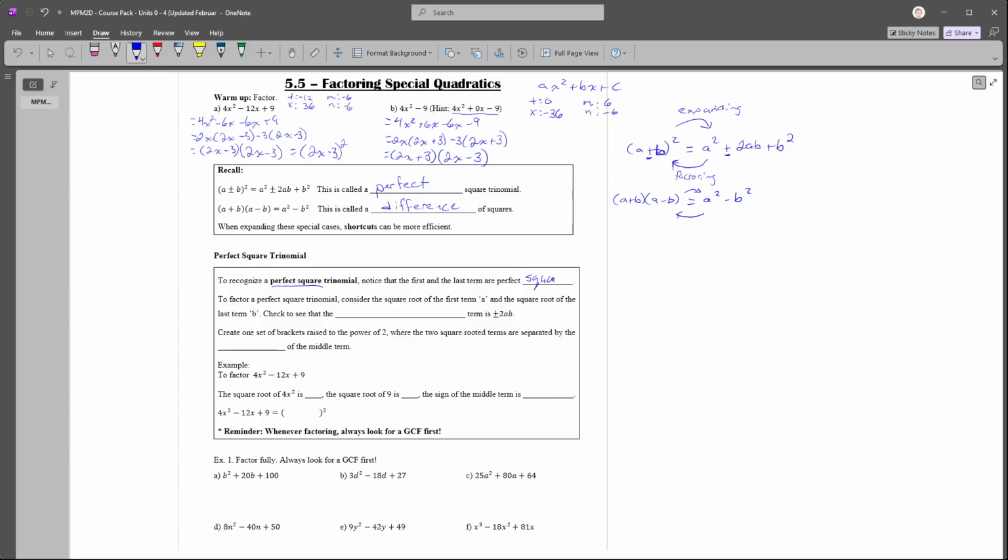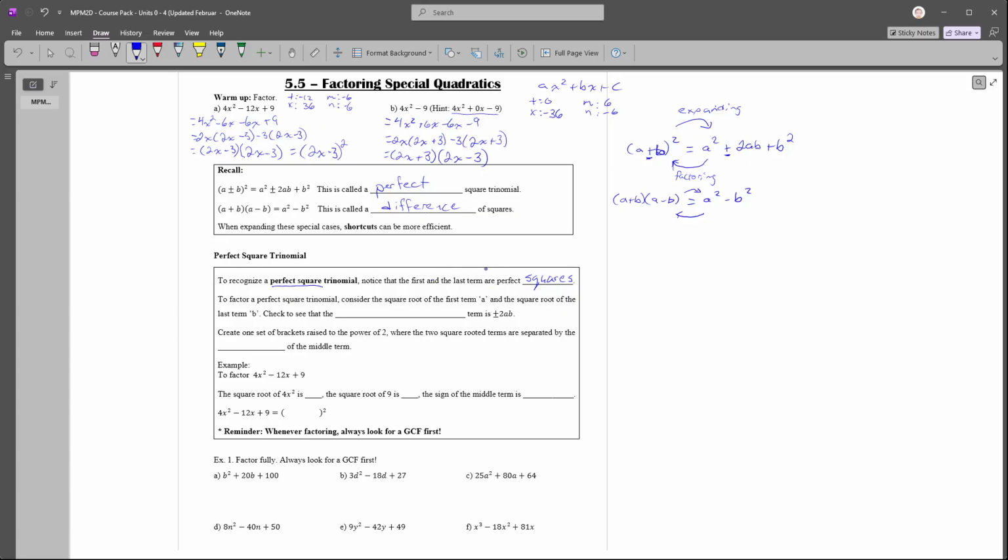And what I mean by that is that you can take the square root of them and it comes out to a nice clean number. So for example, 4x squared comes out to 2x. That's a perfect square, right? But 3x squared, that is not a perfect square because the square root of 3 is not a nice perfect number. Negative 9, that's also a perfect square. We can take that and get the square root, we can get 3. Okay, so those are perfect squares. So the first and last term have to be perfect squares.